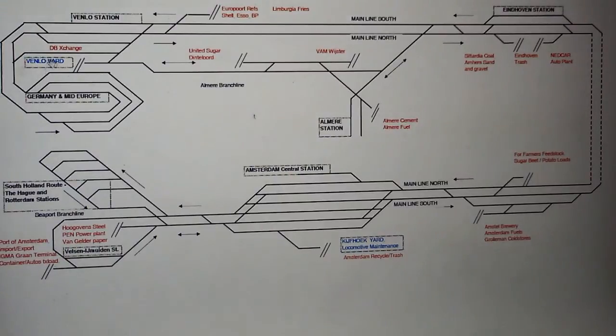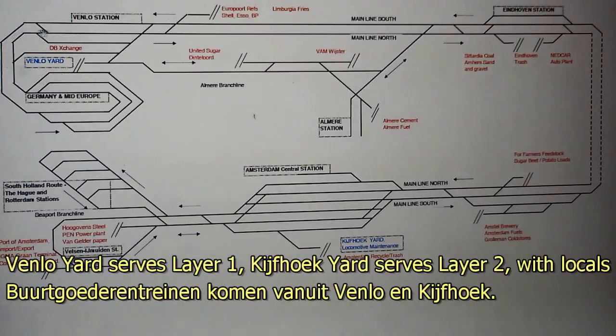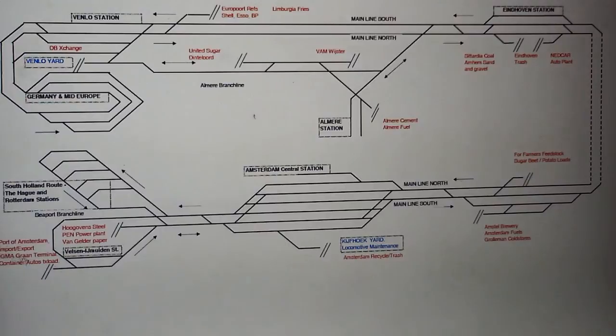So again, on this layout I have two yards. At the south end, there's the Venlo yard here. And then there's a main line going around. And at the north end, there's Kaifuk yard here. Venlo yard services these industries here using local trains. And Kaifuk services the industries on this level from local trains from the yard.